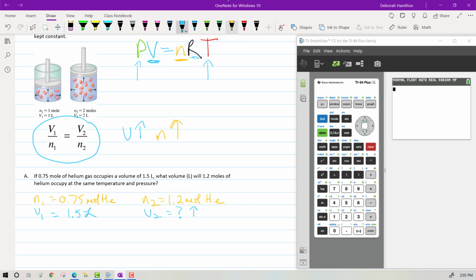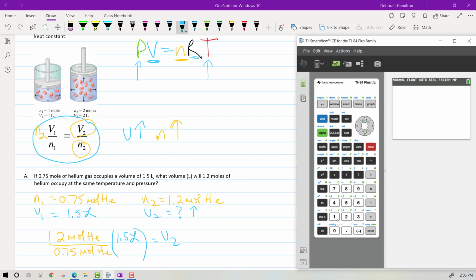So when we rearrange this formula, we're solving for V2. The N2 term can be cleared by multiplying both sides by N2 over 1 and bringing it to the numerator position on the left of the expression. So I'm going to rewrite that down here. 1.20 moles of helium is my N2 over N1, which is 0.75. And then we're multiplying by the volume, which is 1.5 liters. And this is equaling V2.